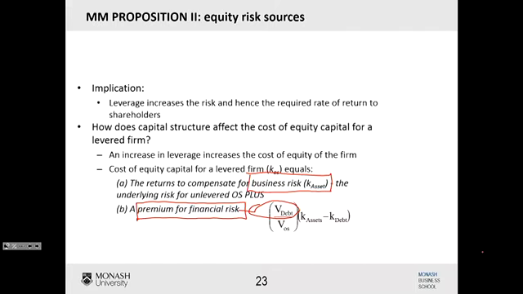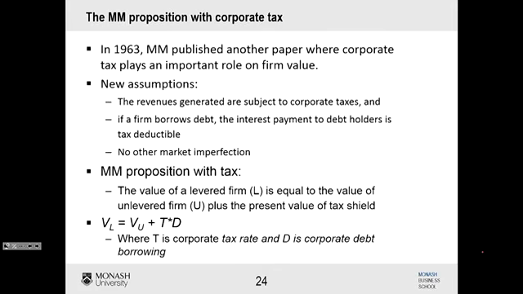No derivation is required, but you have to understand the cost of equity is equal to 2 pieces. First piece is the cost of equity in the unlevered firm. Second piece is, if you put more debt in the company, your cost of equity would be higher. That's the 2. Very straightforward. I want you to understand, okay?